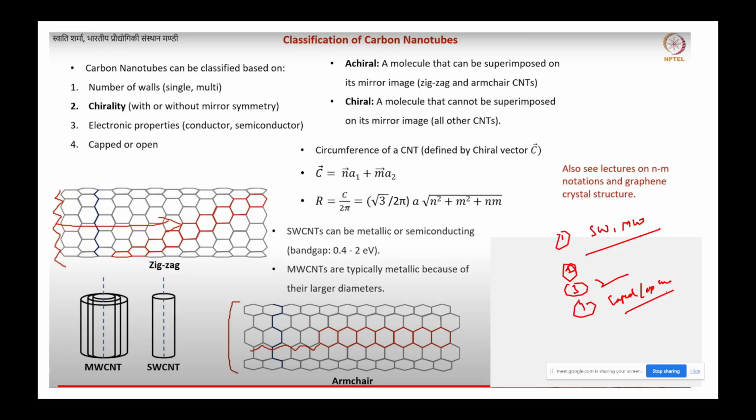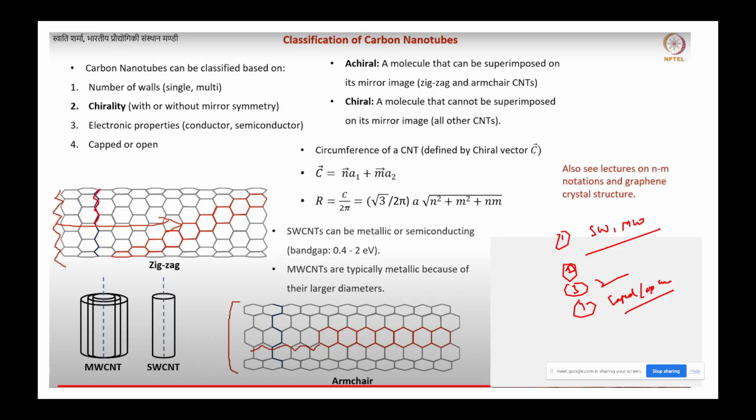So firstly, I think in your plus one or plus two, you might have heard what is chiral. Chiral is a molecule that cannot be superimposed on its mirror image. But achiral is a molecule that can be superimposed on its mirror image. So zigzag and armchair CNT are majorly the examples of achiral, and chiral is other than the armchair and the zigzag.